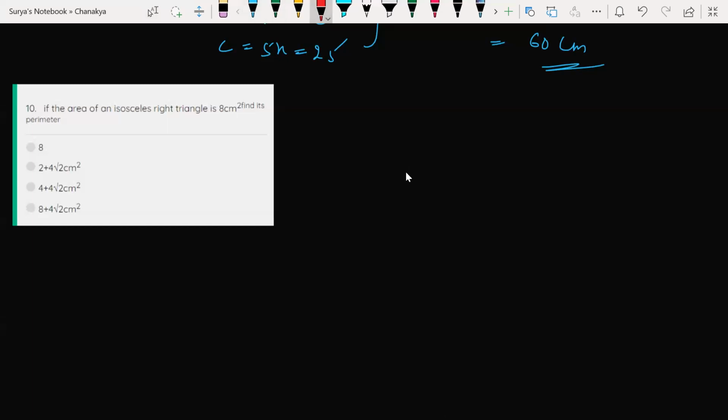See, no guessing here. If the area of the isosceles triangle is 8 centimeter squared, find its perimeter. Perimeter has to be found out. So what is the perimeter of an isosceles triangle? This is actually quite simple.